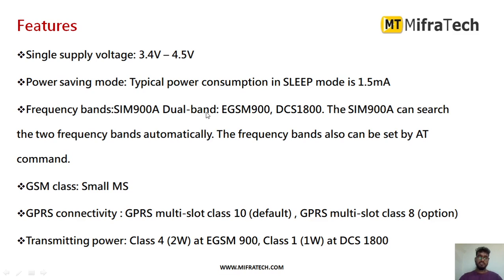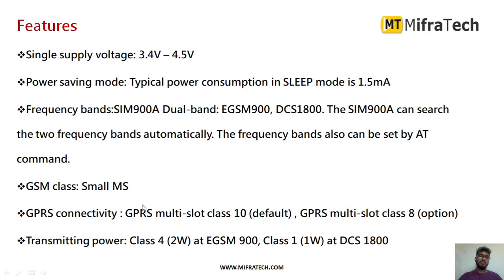So what are the different features of this SIM900A GSM module? It takes a supply between 3.4 volts and 4.5 volts, or up to 6 also you can give. Generally we provide a 5 volts DC supply. In power saving mode, the power consumption in sleep is very low, like 1.5 milliamps. The SIM900A has dual bands, EGSM 900 and DCS 1800. It can search the two frequency bands automatically, and you can also set these frequency bands using AT commands.